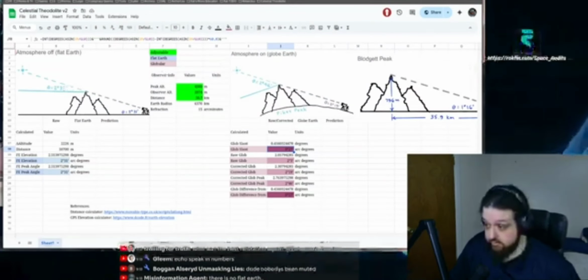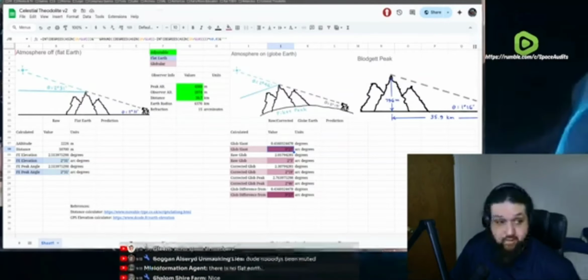Since that is my diagram, do you mind if I actually take people through it? Absolutely, you can bring it up. Go ahead.